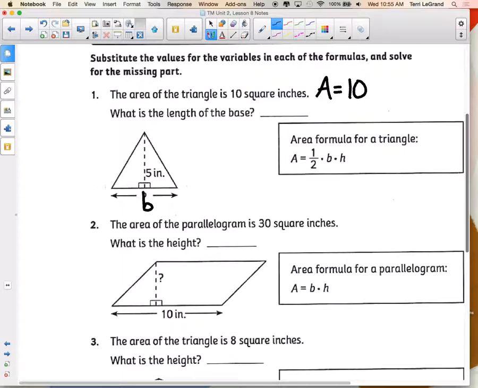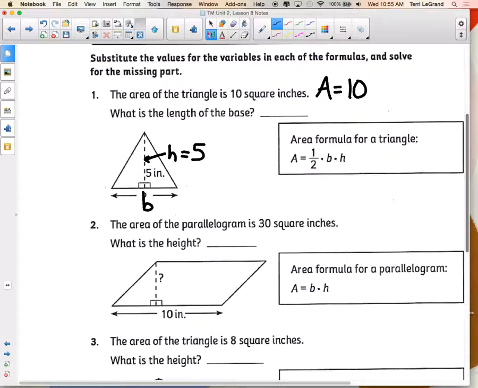We're going to call it B. Do we know the height? It's right here, isn't it? Isn't this the height? Yeah. The height equals what? H equals 5. I want you to write that like I did.